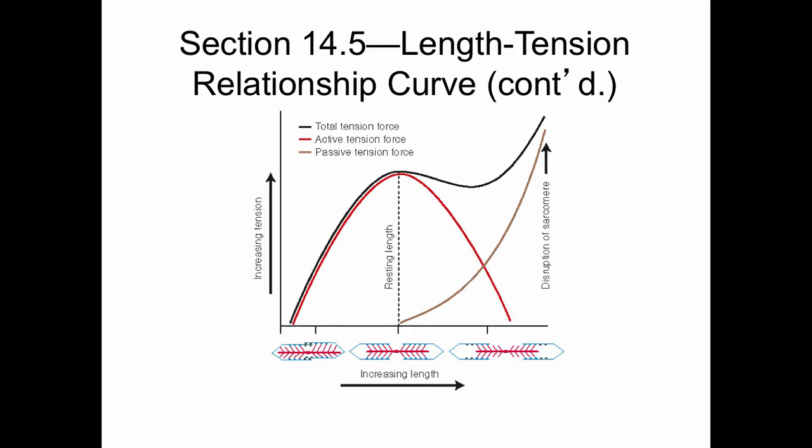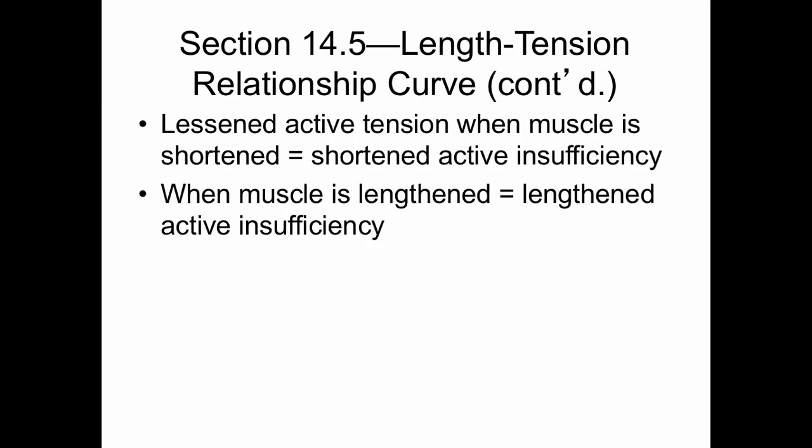The passive tension when the sarcomere is at resting length is non-existent, or zero. When a working muscle is at a much lengthened state, it is dangerous. It can lead to tearing or disruption of muscle tissue. There's lessened active tension when a muscle is shortened. This is shortened active insufficiency. When a muscle is lengthened, there's lengthened active insufficiency.